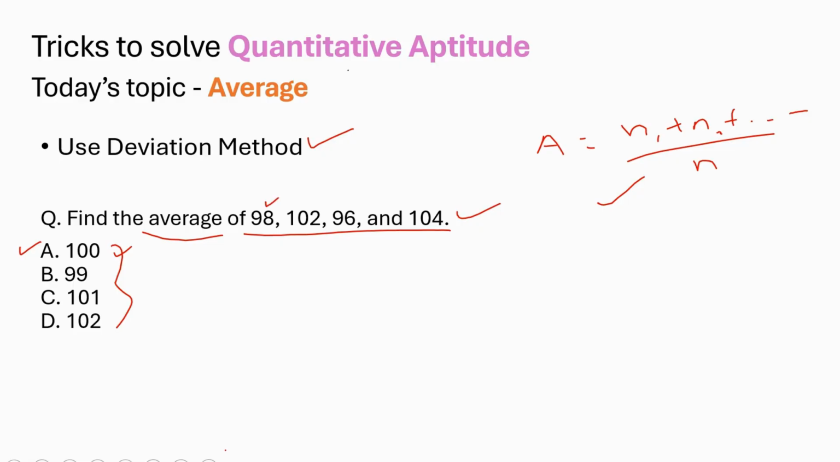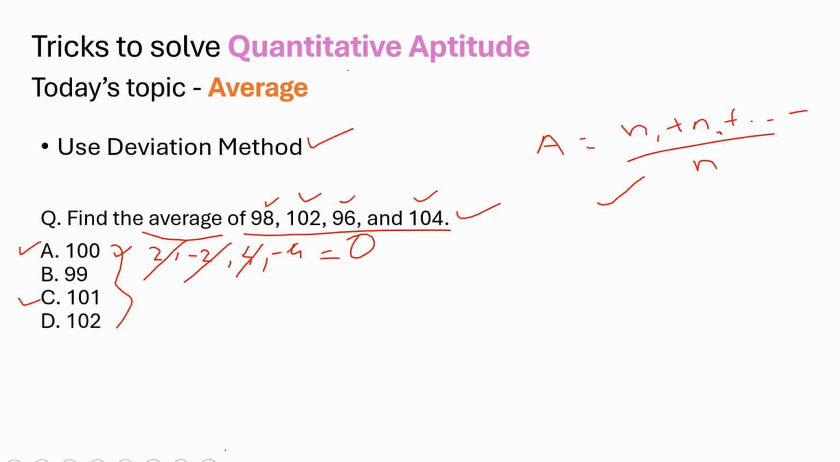So we need to subtract the given numbers from 100. So 100 minus 98 is 2. 100 minus 102 is minus 2. 100 minus 96 is 4. 100 minus 104 is minus 4. So if you take the sum, they cancel out and the sum is 0. So if your deviation is 0, that means this is the correct average of the given numbers.